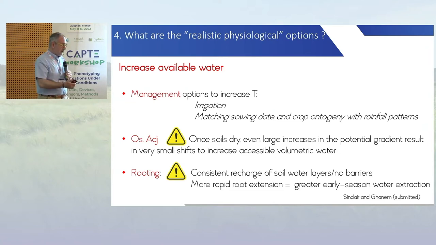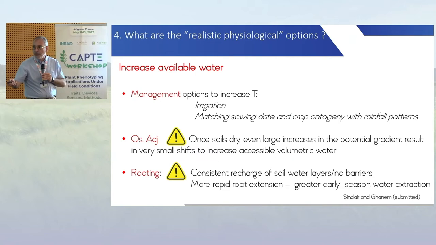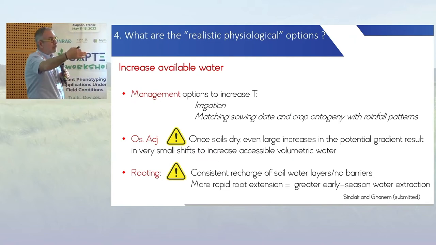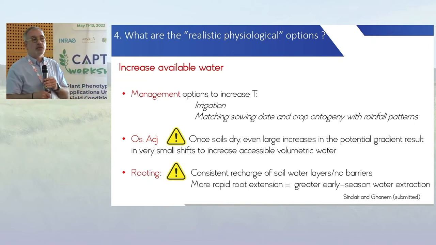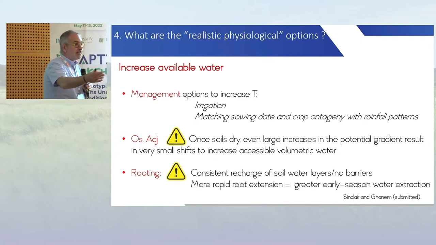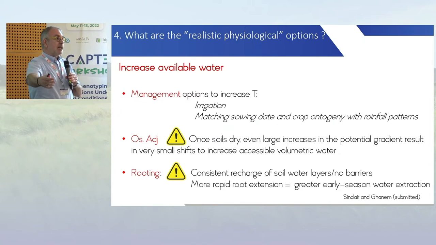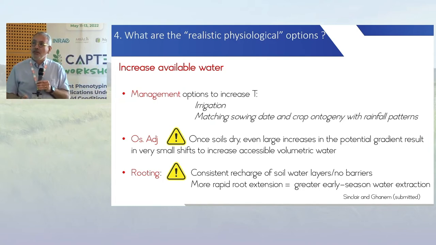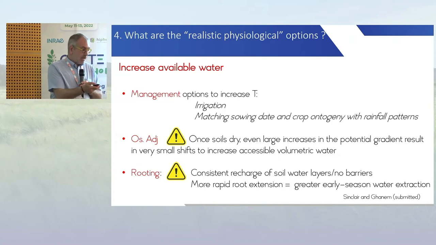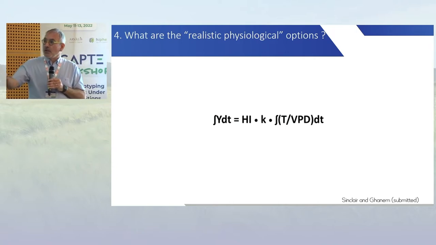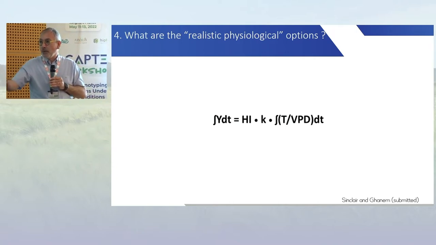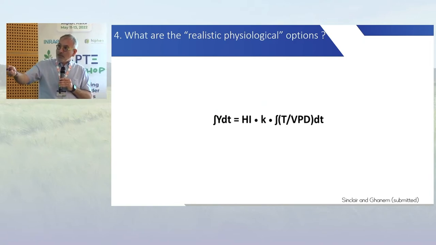Rooting, yes, if you have a constant recharging of the soil, but you have to be careful, because sometimes having more rapid root growth would allow the plant to use more water and therefore deplete the water earlier, and you will have a greater early season water extraction, which doesn't allow the plant to go all the way to yield. So yes, some of these things could be possible, but not that much margin there. So coming back to the same equation, I've discussed K, harvest index, and the amount of water available. The remaining one is VPD.